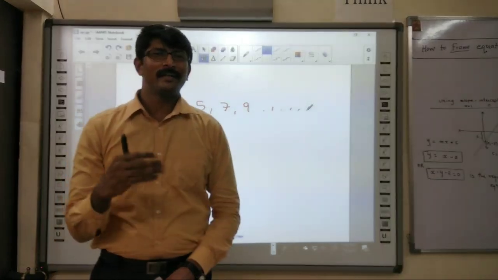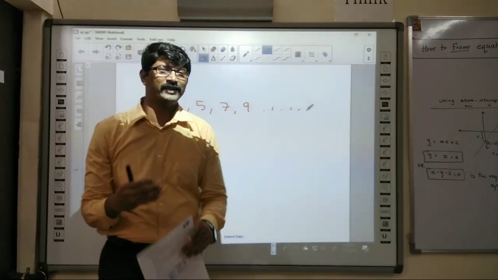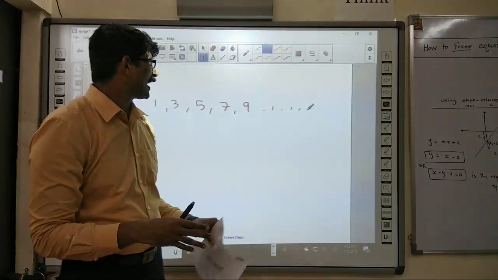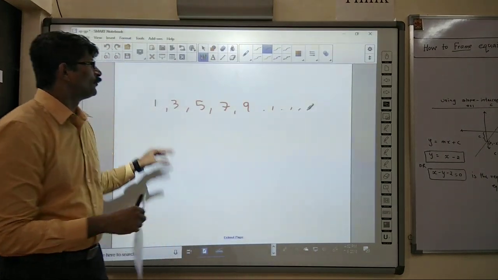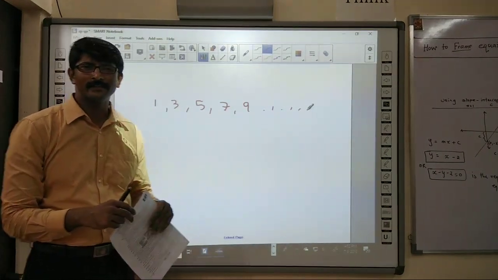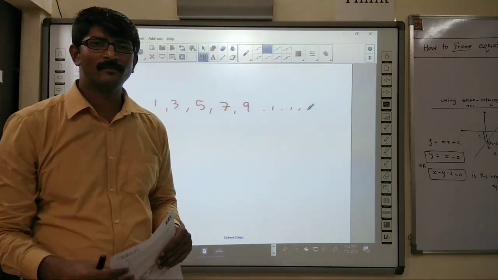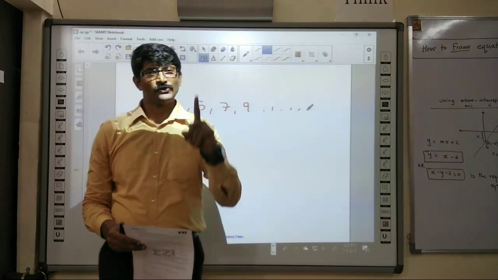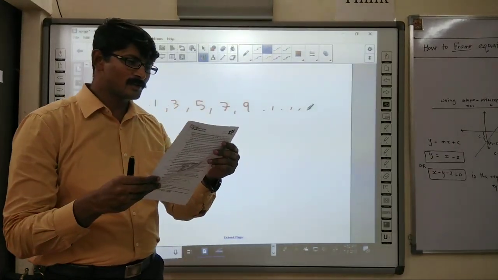So students, in a finite sequence we have L, that is the last term, but in an infinite sequence we don't have a last term. So students, see to it whether we have a finite sequence or an infinite sequence, and in case we have an infinite sequence we cannot get the last term, and in that case we have to use only the first formula of S_n. So anyway, we will come back to our question number 1.